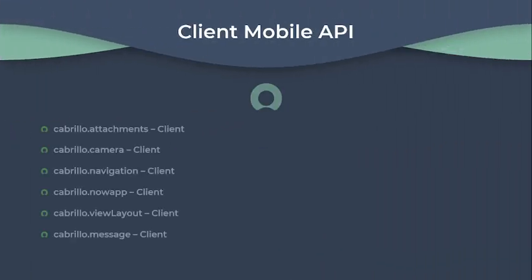Then client mobile API. Cabrillo JS is used to build a custom mobile experience inside of Now Platform native mobile apps. Some of the client mobile APIs are Cabrillo.attachment, the namespace for Cabrillo JS attachment functions. This enables adding and viewing attachments.